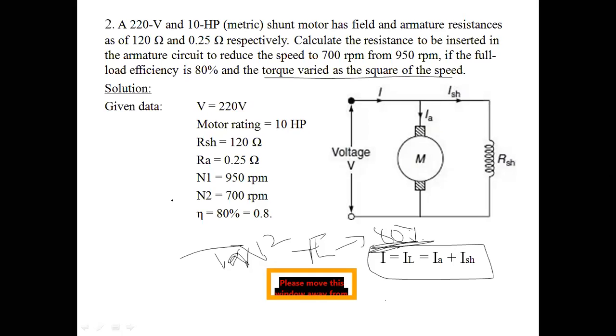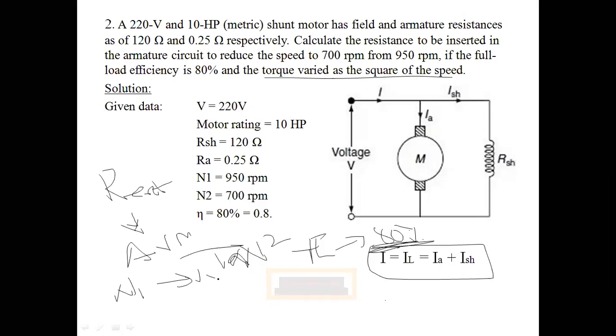Okay, here the main question is how much external resistance is to be inserted in the armature. Why? Because for what purpose? To reduce the speed from N1 to N2. That is nothing but 950 to 700.